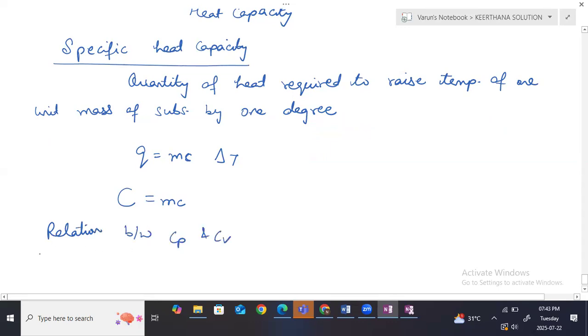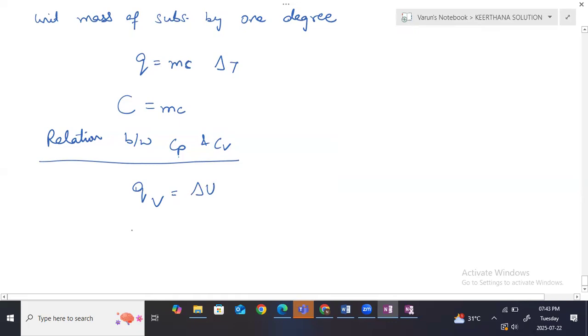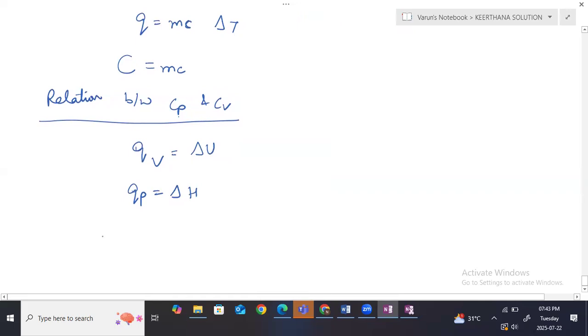Next we have a relation between Cp and Cv. Now what is this Cp and Cv? C is basically heat capacity at constant pressure and heat capacity at constant volume. Right? Yes, ma'am. If I write my heat at constant volume, then what will it be equal to? It will be equal to delta U. We have discussed earlier. And for constant P, it will be equal to delta H. That we have also discussed, right?